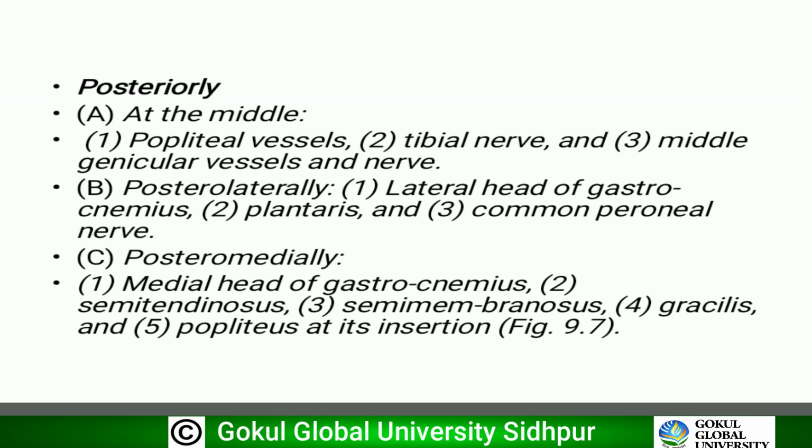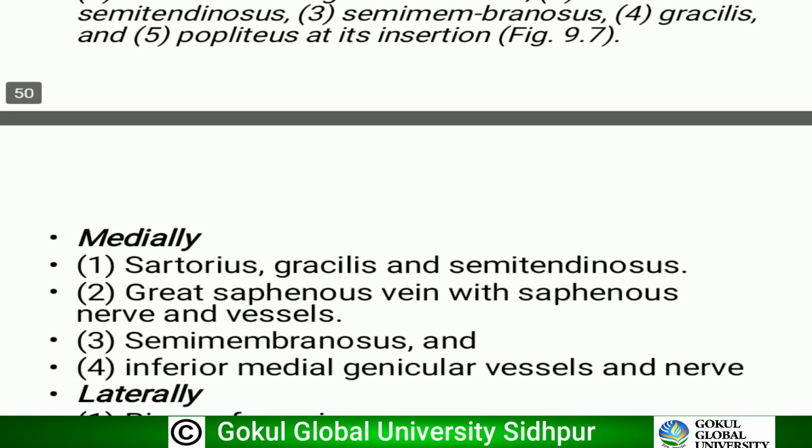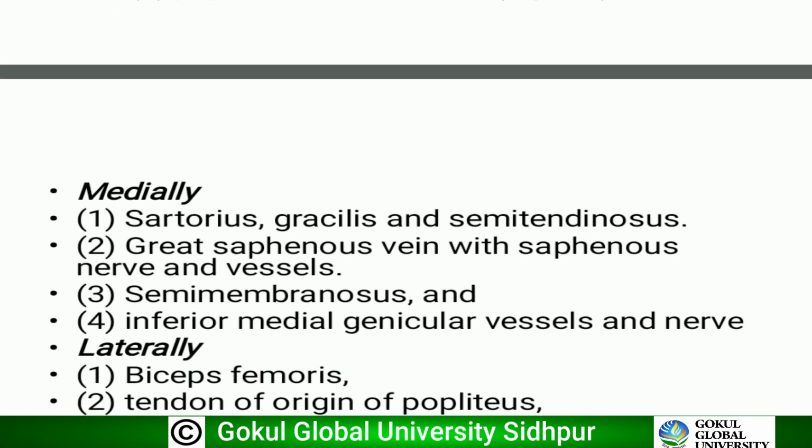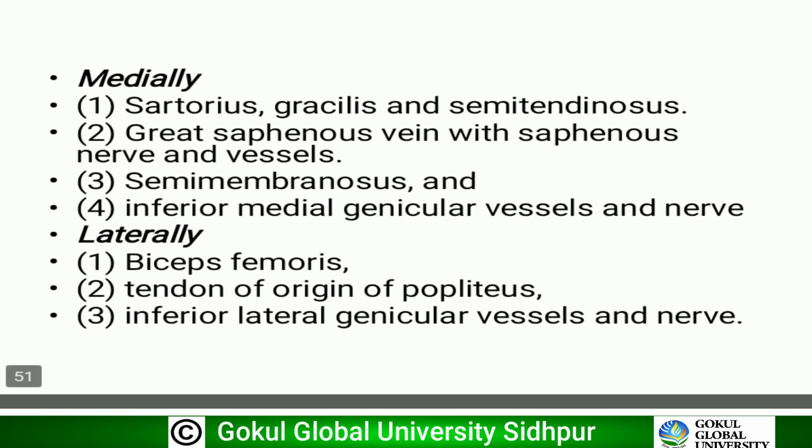Posteromedially: medial head of gastrocnemius, semitendinosus, semimembranosus, gracilis, popliteus. Medially is SGS: sartorius, gracilis, semitendinosus, great saphenous vein, semimembranosus, inferior medial genicular vessels. Laterally: biceps femoris, tendon of origin of popliteus, inferior lateral genicular vessels and nerves.